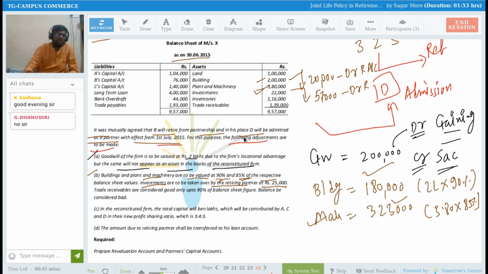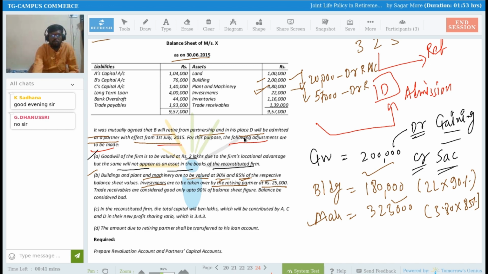Okay. Investment are to be taken over by retiring partner at rupees 25,000. Okay, sir. So who is the retiring partner? B is a retiring partner. B is going out of the business, right? And B is taking over that investment. But we have to check now whether value of investment increased or decreased. And for that, we have to do accounting in revaluation accounts, right?